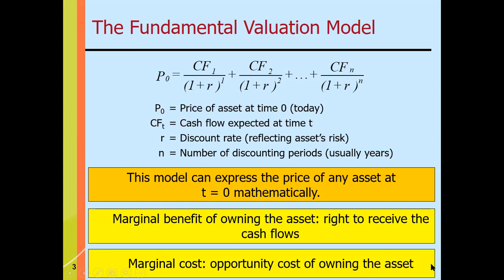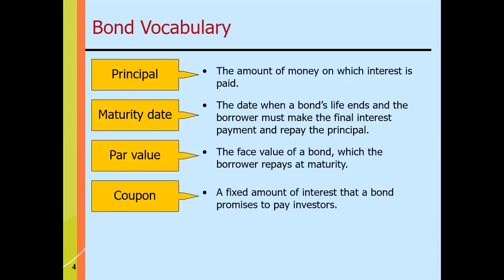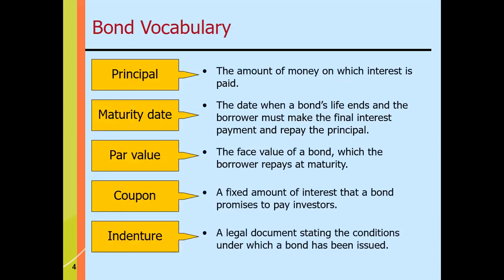The difference of the two should be positive so that we will continue holding or owning a particular asset, which is a bond in this case. Bond vocabularies, we need to know the terms. For the majority, this would be a review. Principal is the amount of money on which interest is paid. So for example, 1 million pesos, coming from, let's say, 1,000 bonds with a price of 1,000 pesos each. So the total amount is the nominal amount of the bond or the face amount of the bond.